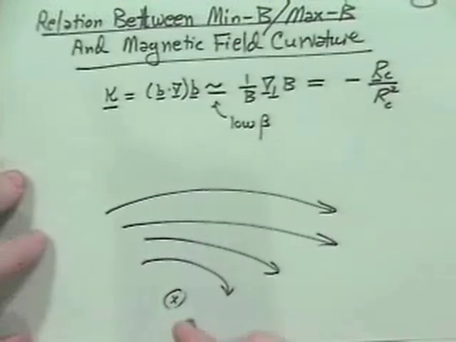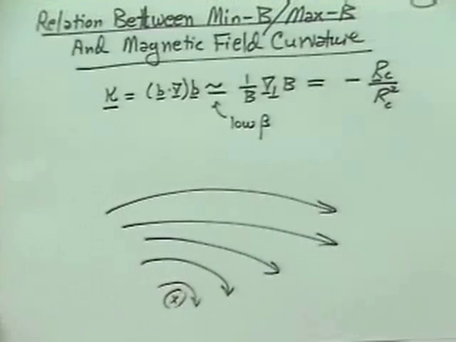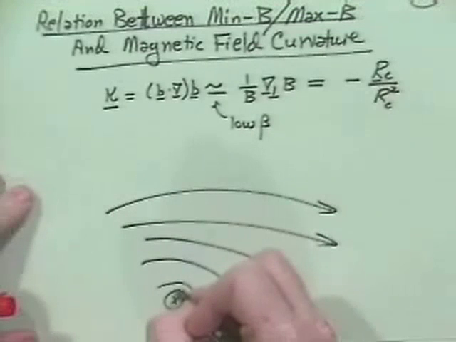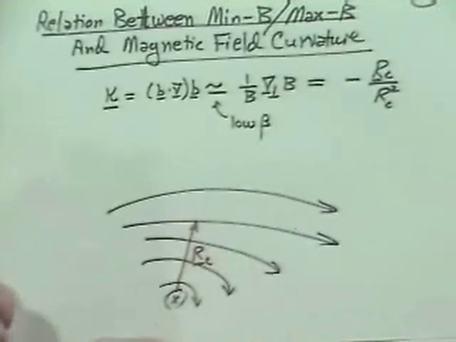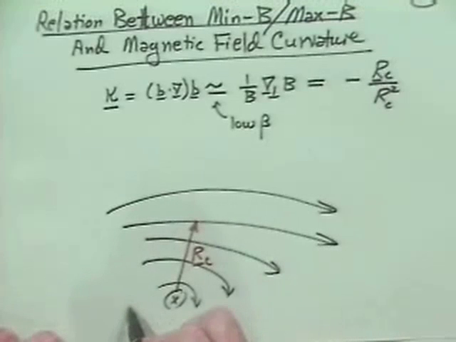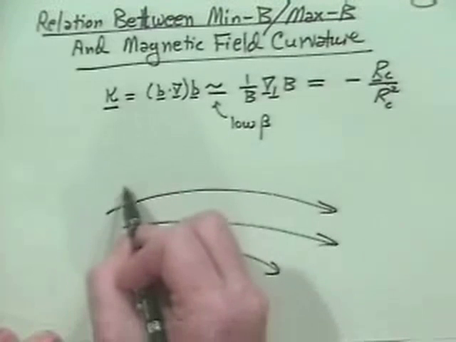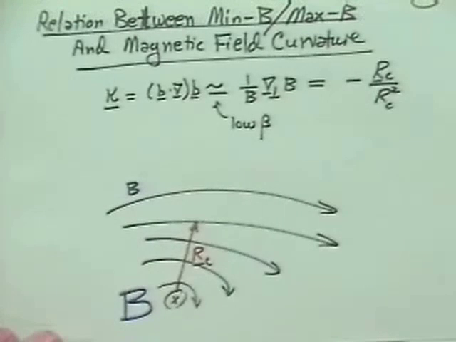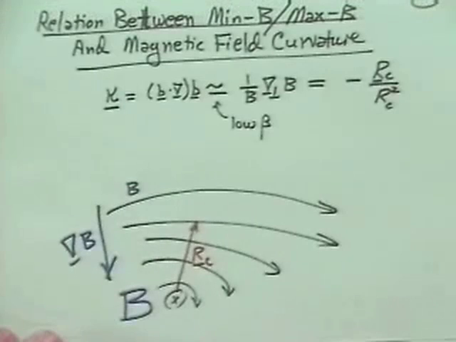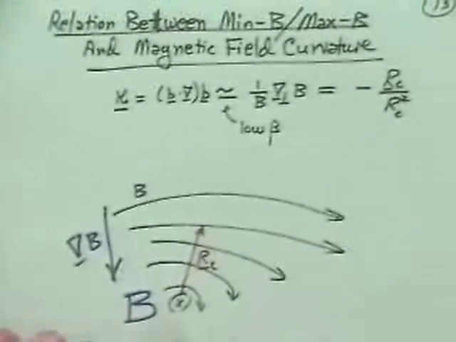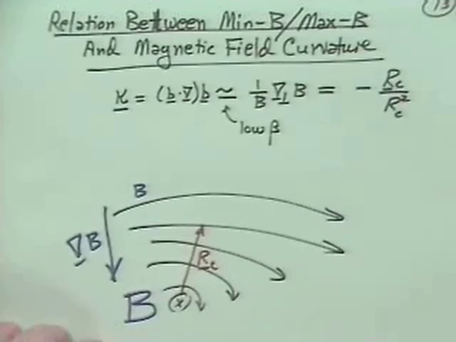Now, because of that, you sort of can look at this and you can say, well, at any given point, this is the radius of curvature of that field line, okay? But you can look at the field line and think of where the source of the current giving rise to these fields is, and you can see that B is going to be big here and small there, okay? So grad B will be in this direction. But the radius of curvature is in the opposite direction, okay?